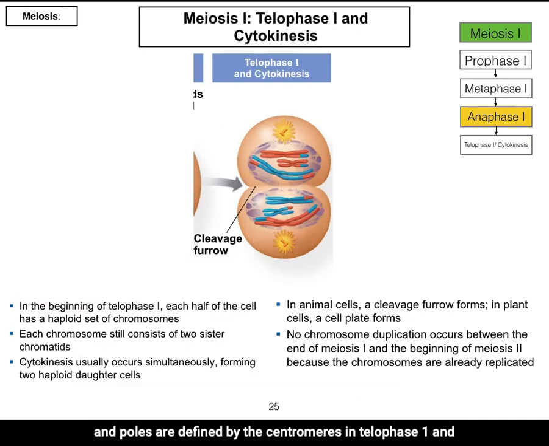In Telophase 1 and in cytokinesis, the cell begins to divide in half. Each chromosome still consists of the sister chromatids, and cytokinesis occurs, forming 2 haploid daughter cells. No chromosome duplication occurs between this phase and the beginning of the second division of meiosis because the chromosomes have already been replicated.